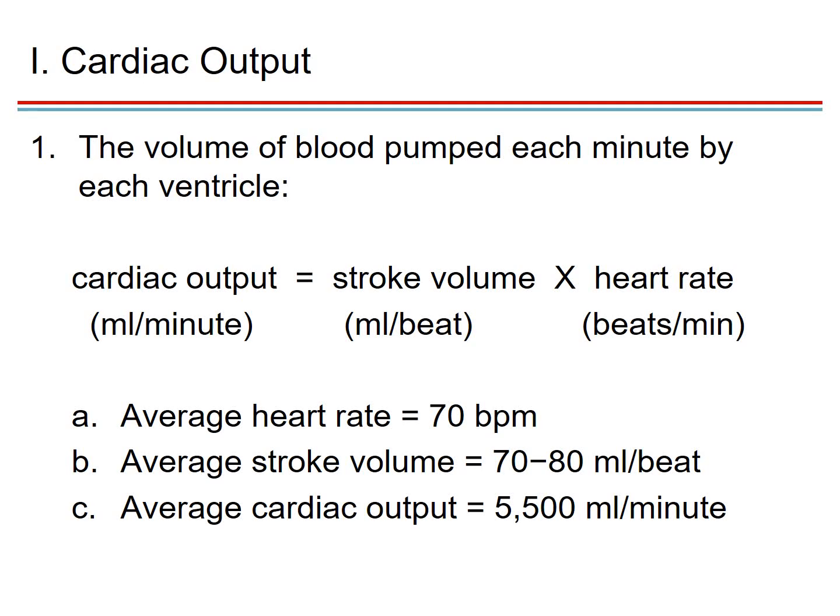Cardiac output is going to be the volume of blood that's pumped each minute by each ventricle. So the equation for this is cardiac output equals the stroke volume times the heart rate. The units will be milliliters per minute for cardiac output, stroke volume is measured in milliliters per beat, and heart rate is beats per minute.